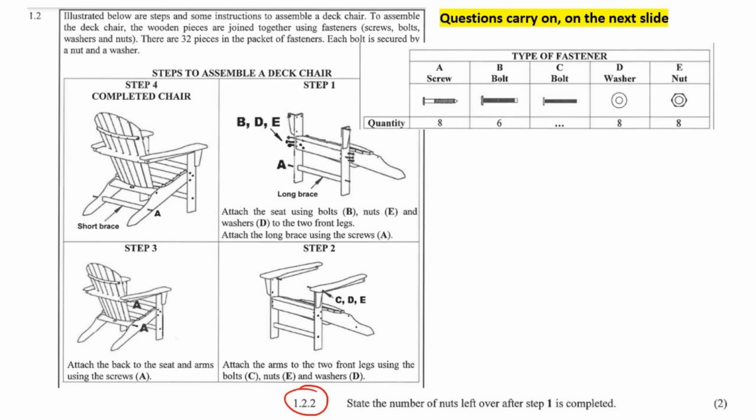Okay, so moving on to this question. It says, state the number of nuts left over after step 1 is completed. So here is step 1. Let's see what they say we should do. Okay, so in step 1, it says attach the seat. Attach the seat using bolts B, which is these ones, E, and washers to the 2 front legs. And then it says attach the long brace using the screws A. So they want to know how many nuts are going to be left over after we complete this step over here.